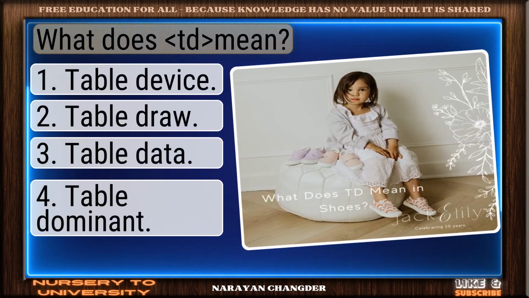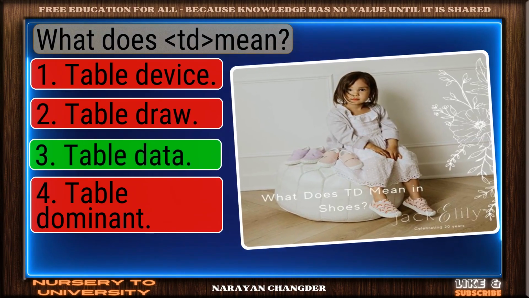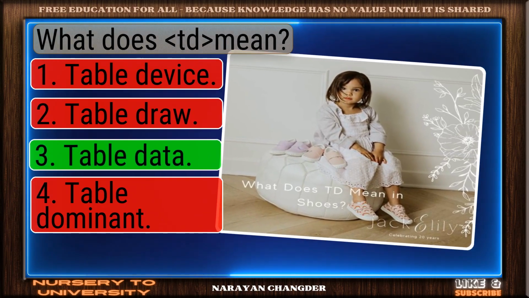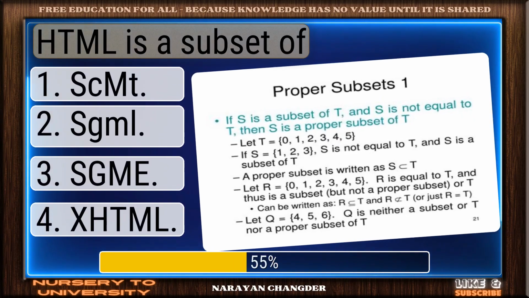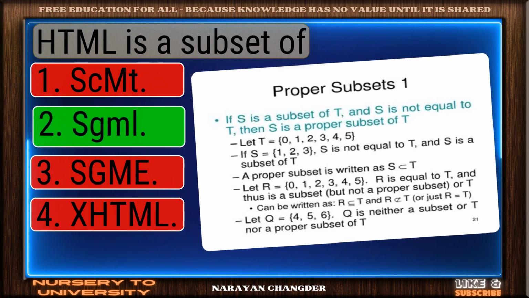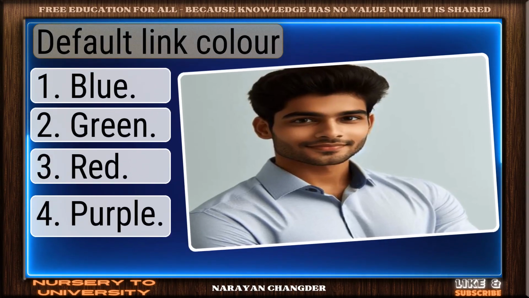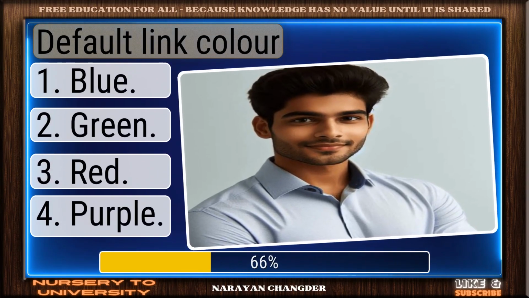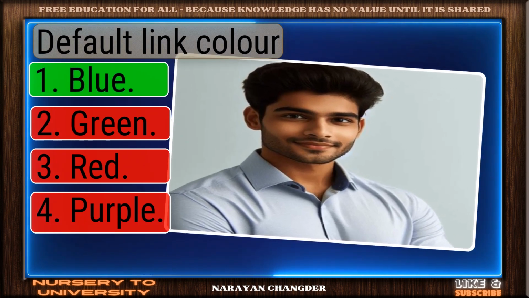What does TD mean? Smart pick. Table data is the correct choice. XML is a subset of. Nice selection. SGML is the correct and valid answer. Default link color. Correct. Blue is the right answer.